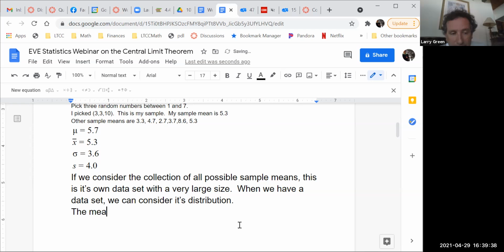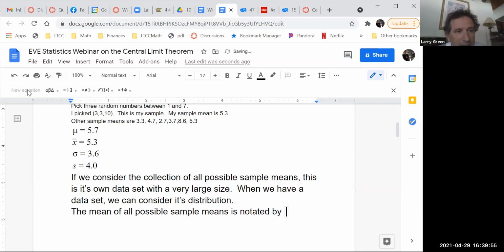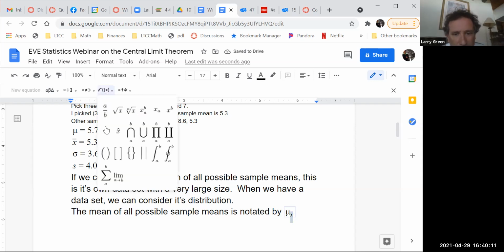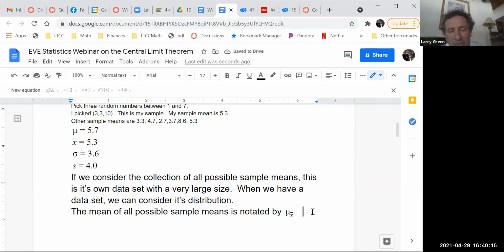The mean of all possible sample means is notated by, so it's a mean of means. So there's going to be a mu, but it's a mean of sample means. So it's going to be mu sub x bar. So mu sub x bar is the mean of all possible sample means. Okay, when you have a data set, the mean is one of the things you're interested in. What's the other big statistic you're interested in when you have a data set? Think about your project. What's the other biggie besides the mean?